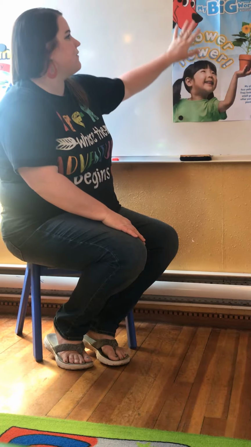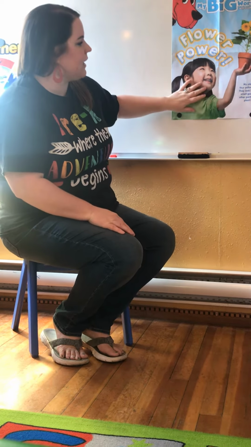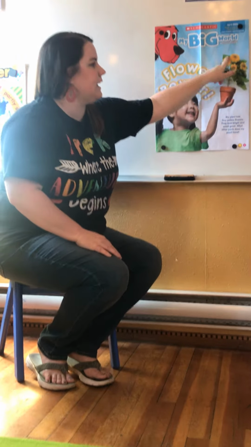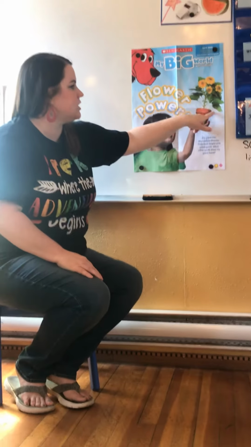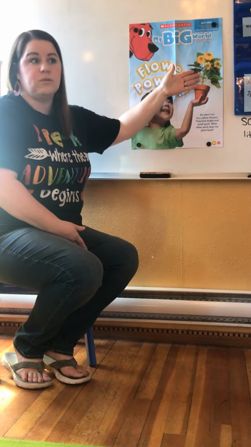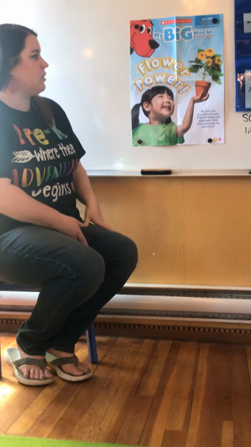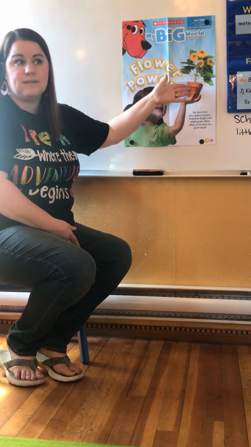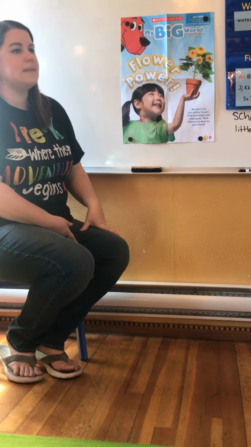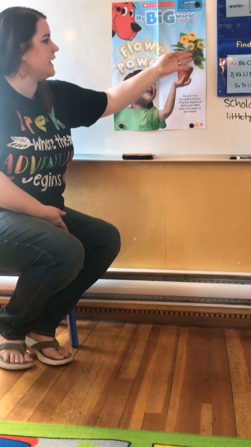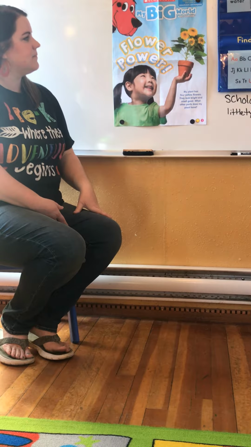Okay, all right, flower power. Here we go. Tell me about this plant right here on the front page. It has grown. Okay, it's already grown, right? It's in a pot. Okay, it's in a pot, right? There's leaves. Okay? There are leaves on that plant.